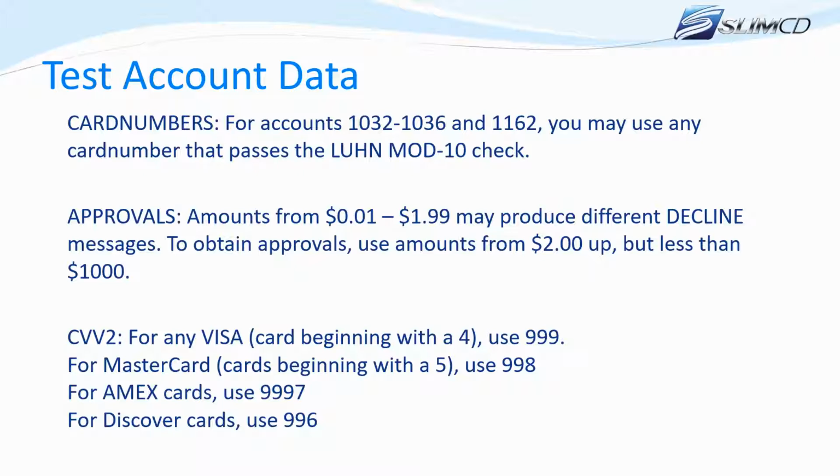We actually have two different simulators that we'll connect to. One is our own, and that's the one that's mainly used. Once in a while, we'll actually send it to a processor's test host. In that case, the processor's test host, for every amount from a penny to $1.99, gives you different decline messages from that processor. $2 and up, but less than 1,000 gives you approvals. We use the same thing they do for the CVV2. Any card beginning with a 4 is a Visa. Use 999 for the CVV2, MasterCard 998, and you see the list there.